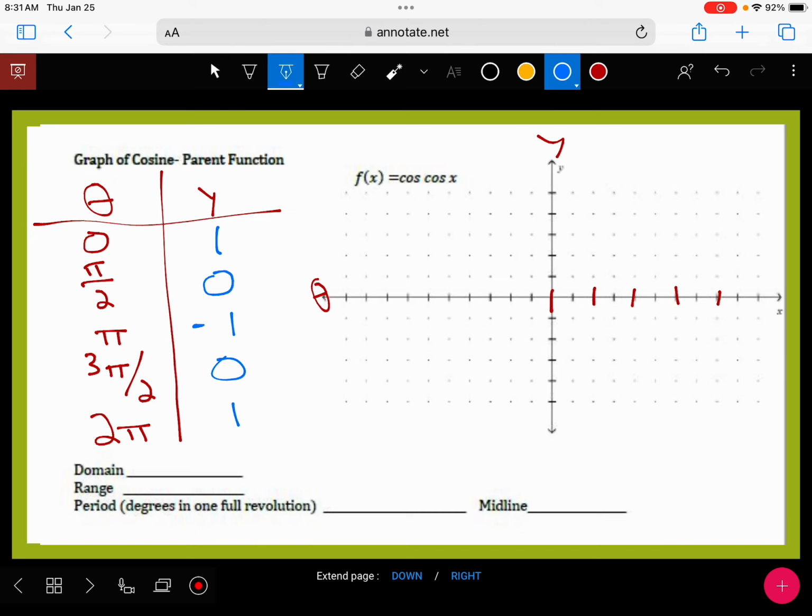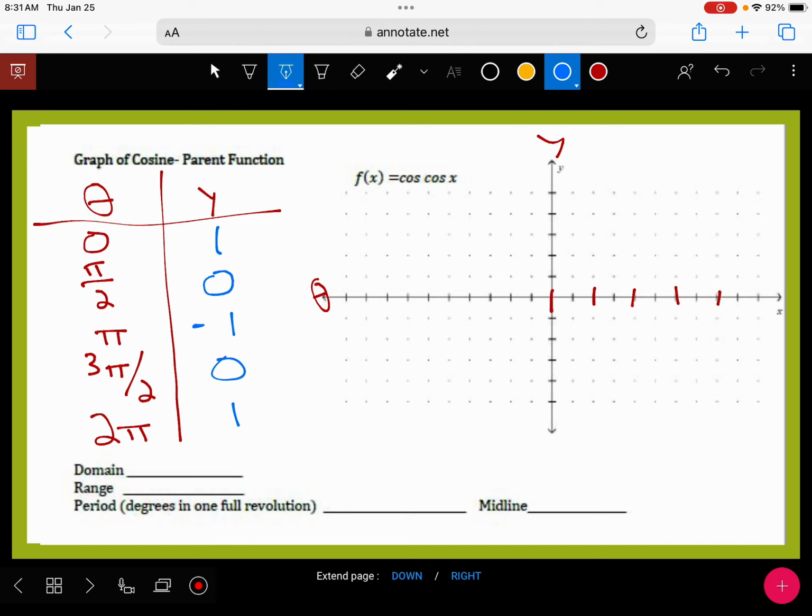Like we said, the period of these parent functions is 2 pi. And so one way to kind of check your work is to make sure once you've completed a period, you're back to the same point. That's actually what lets you know that you have completed a period.